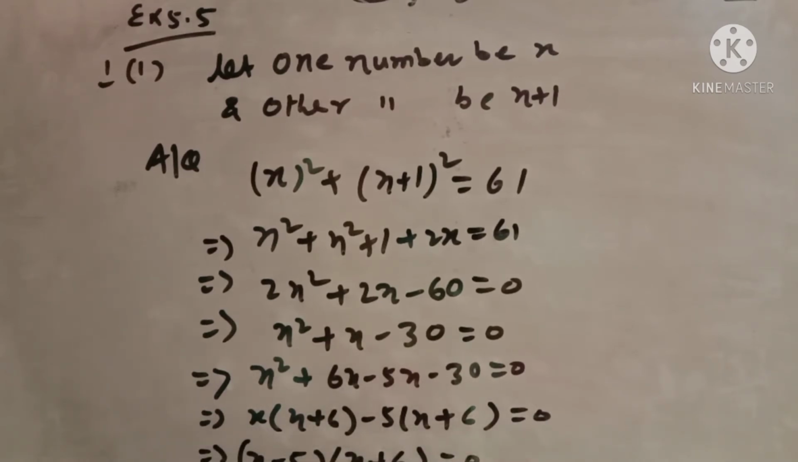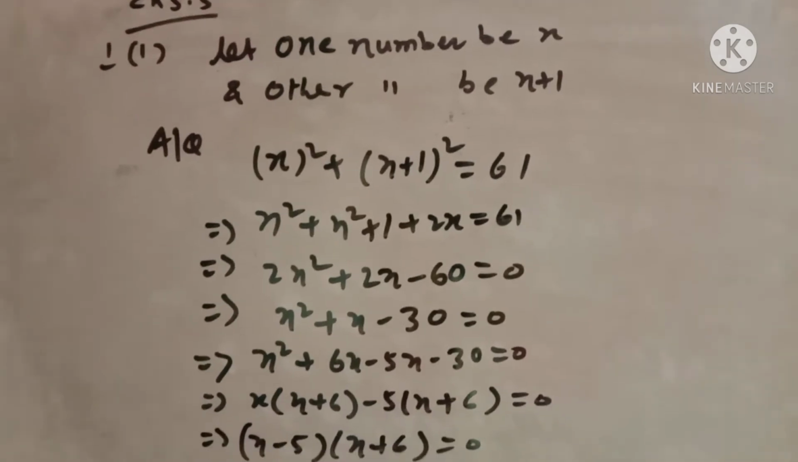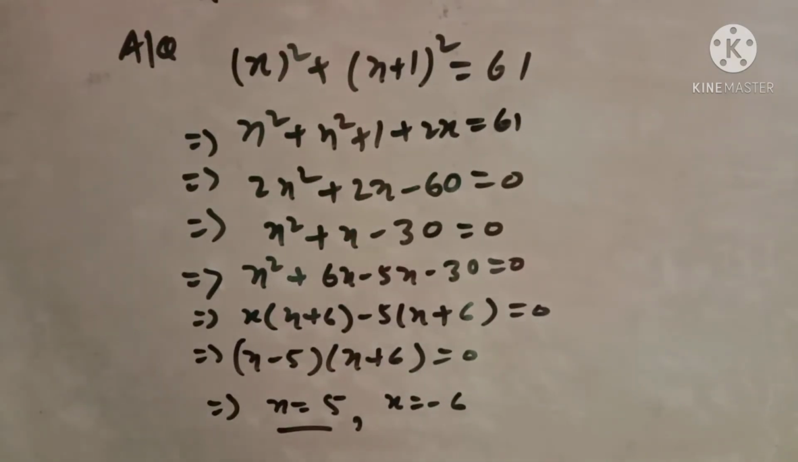So therefore two values of x: when x minus 5 equal to 0, that time x equal to 5. When x plus 6 equal to 0, that time x equal to minus 6. So one number is x, and natural numbers cannot be negative. Therefore first number is x equal to 5, and other number equal to 5 plus 1, that is 6. So this is our required answer. Write down please.